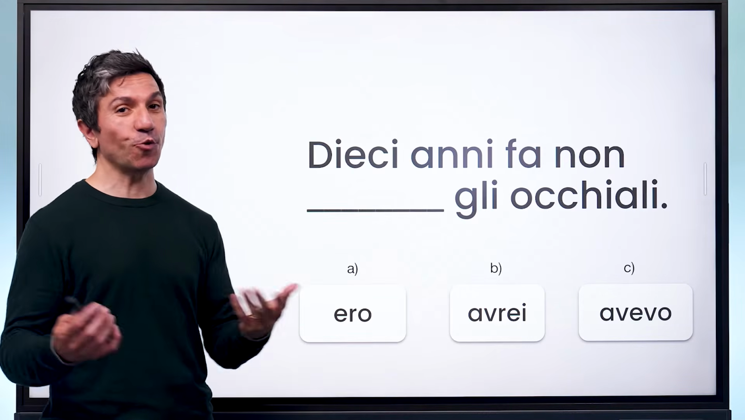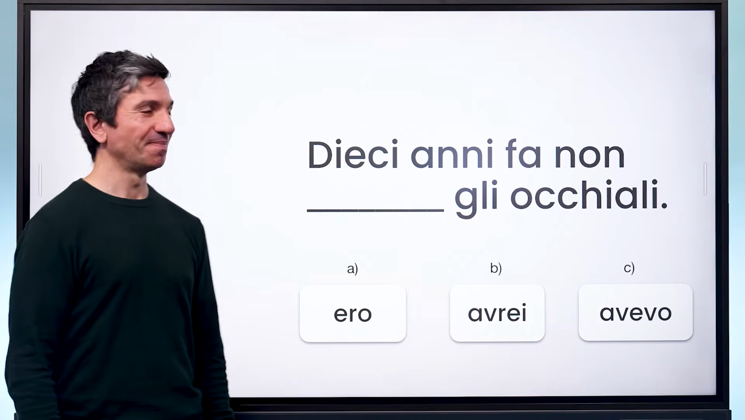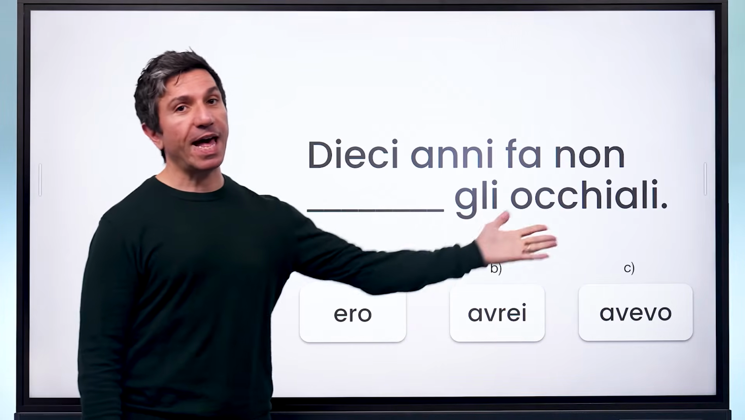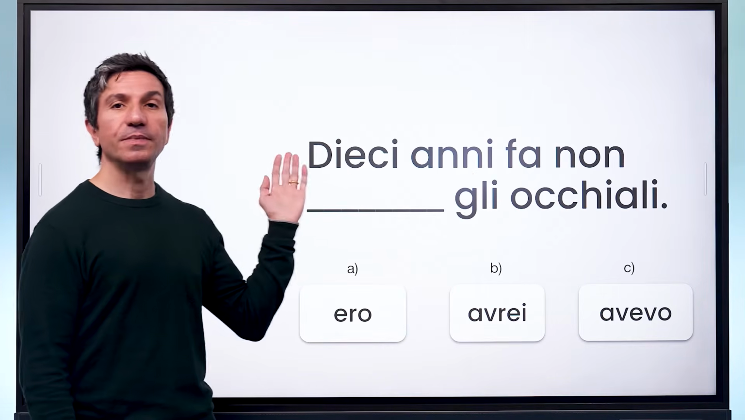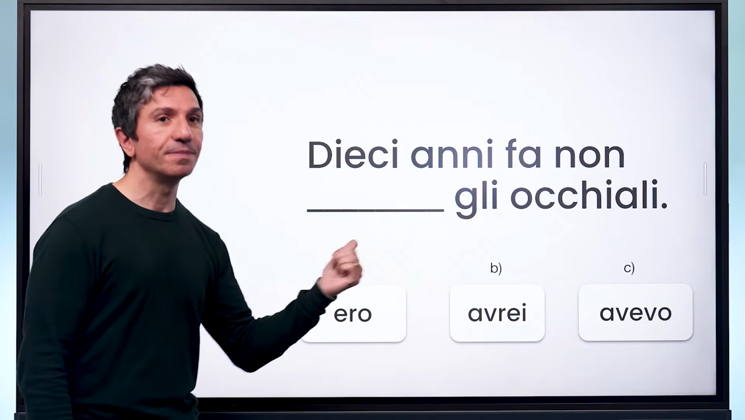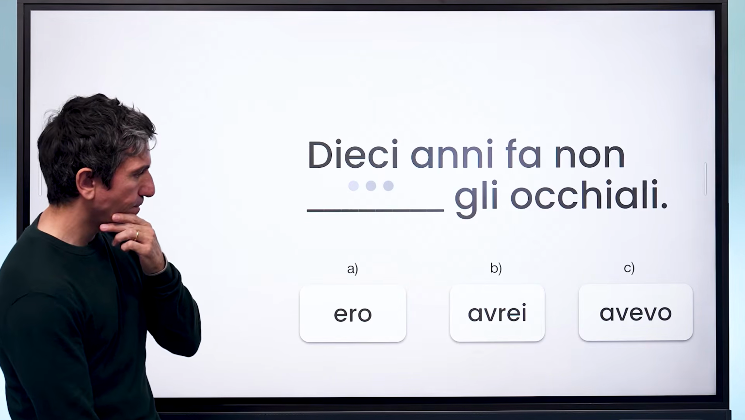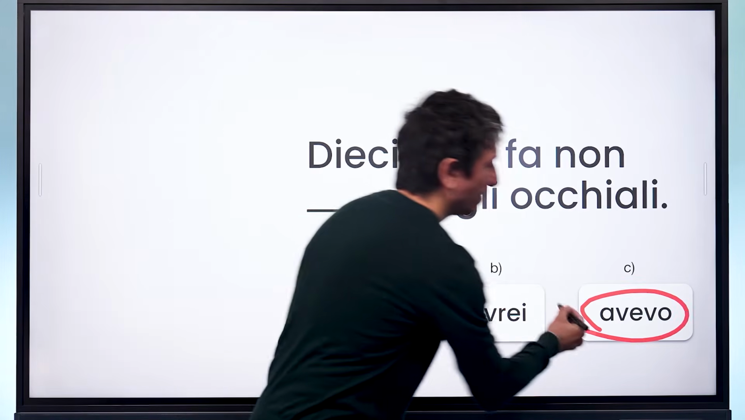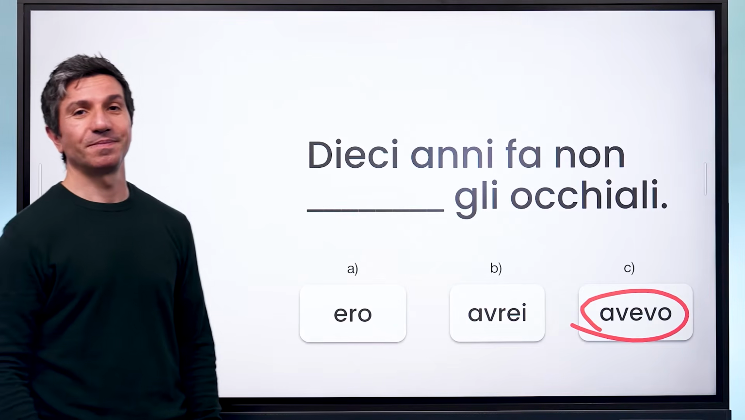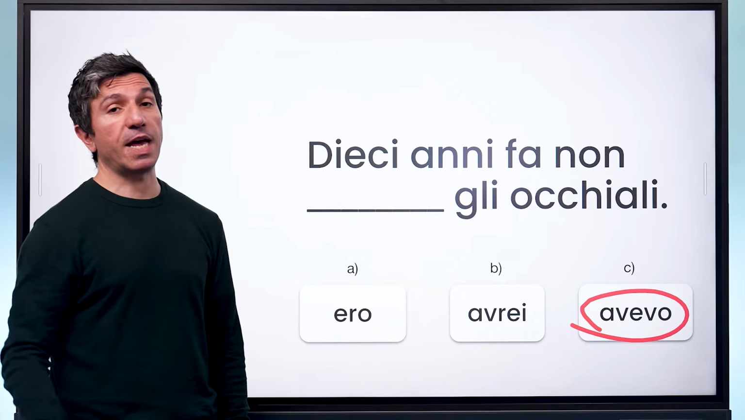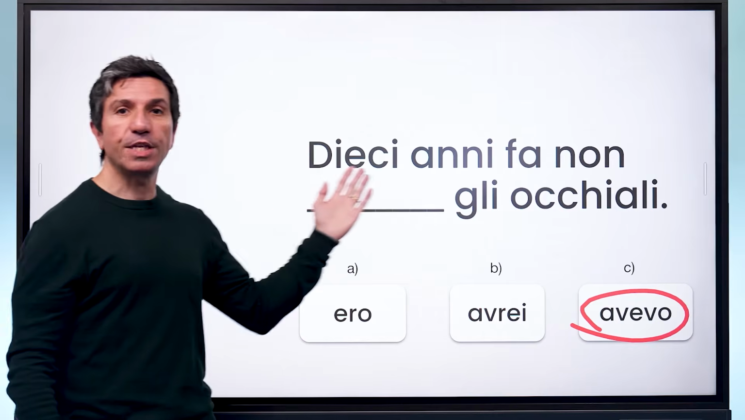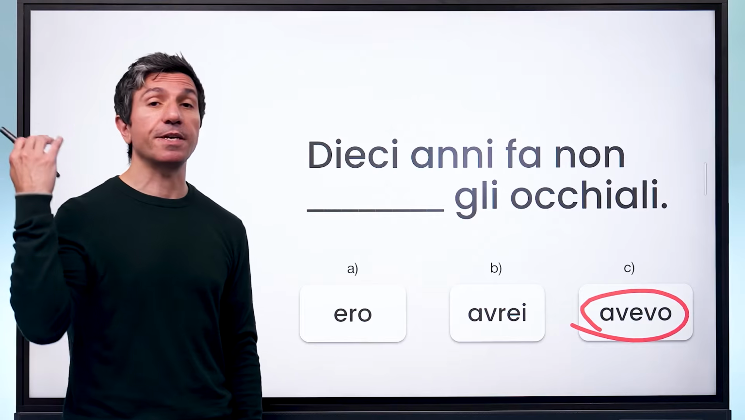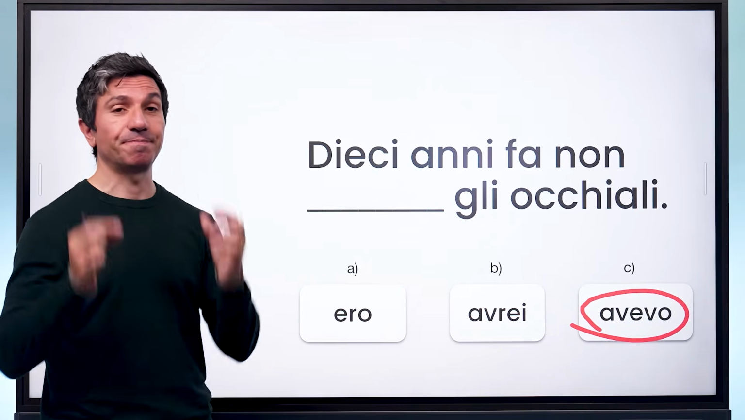Choose the best answer to complete the sentence. Ready? 10 anni fa, non gli occhiali. Avevo. 10 anni fa non avevo gli occhiali. 10 years ago, I didn't have glasses.